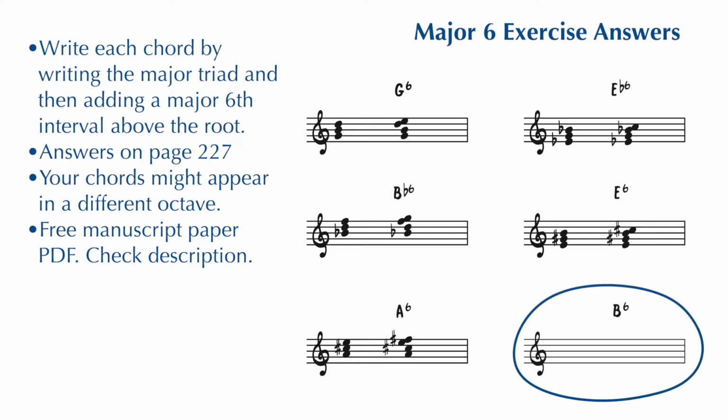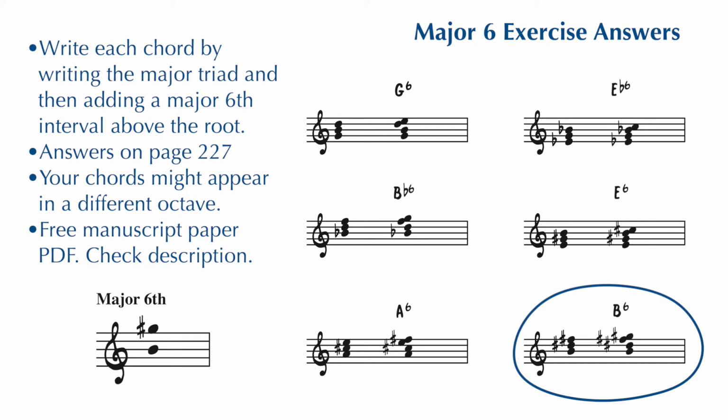And finally we have B6 or B major 6. First construct a B major triad that's going to be B, D sharp, F sharp. Add a major sixth above the root of the chord. The root is B. Major sixth above B is G sharp. Stack them all up. We have B, D sharp, F sharp, and G sharp, or B6.